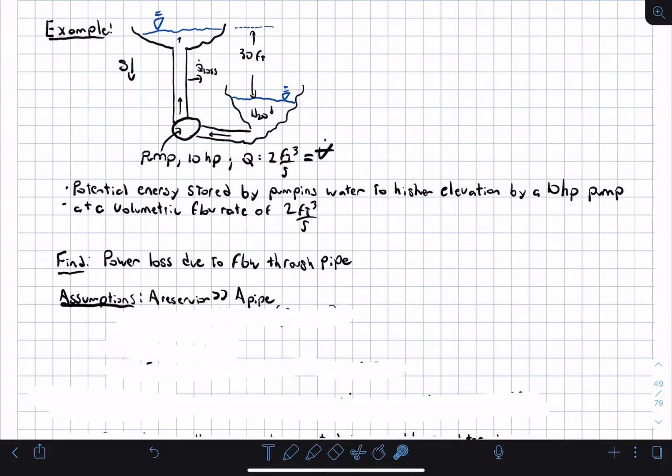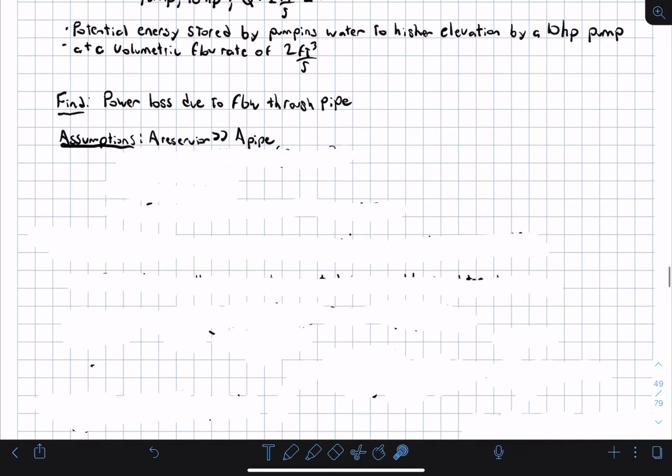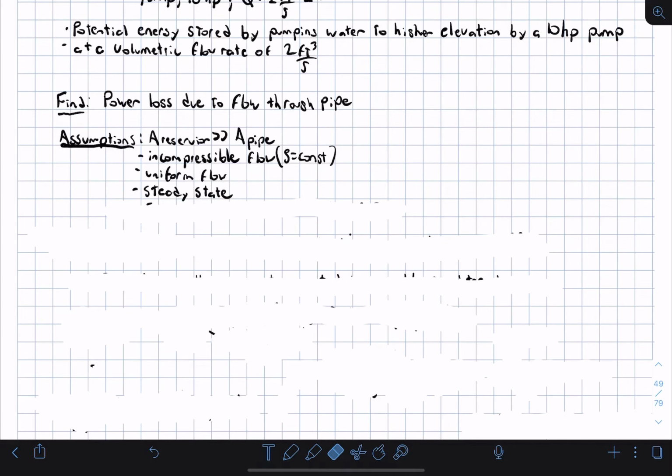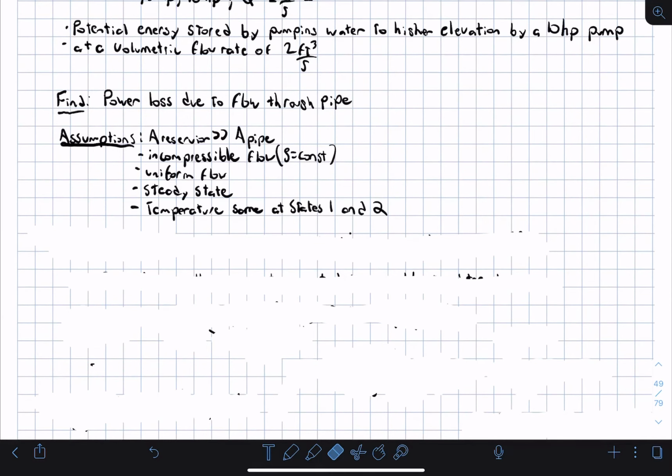And we've been using that assumption all the time for the Bernoulli equation, and in this problem I will actually prove that it's a justified assumption. Okay, we'll assume incompressible flow, and essentially we're going to use a variant of it where the density is constant. It's sort of water, and the temperature isn't going to change very much. And we'll assume uniform flow at any section in the pipe. We'll assume steady state. And we'll assume that the temperature is the same between states 1 and 2.